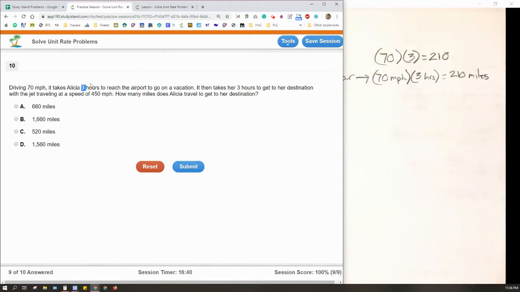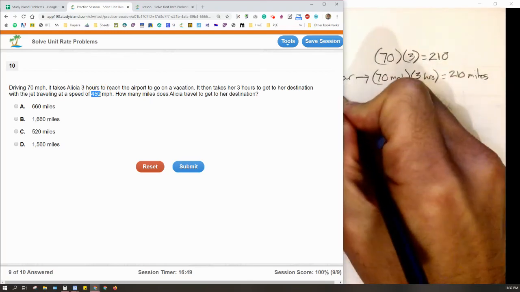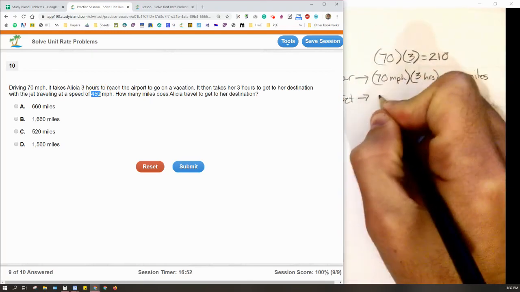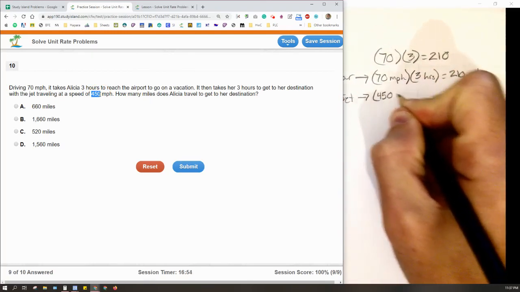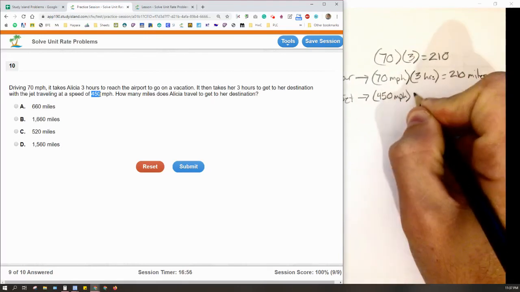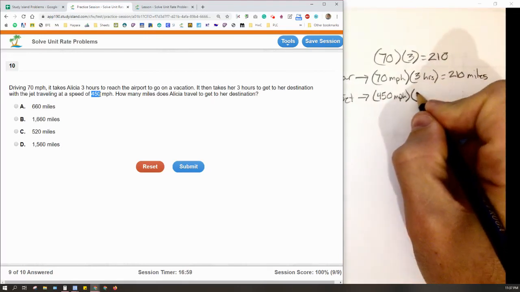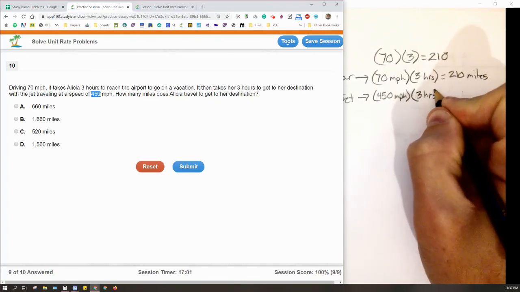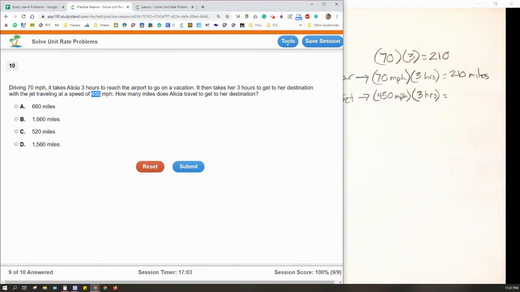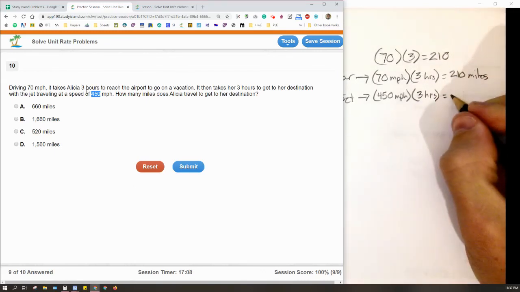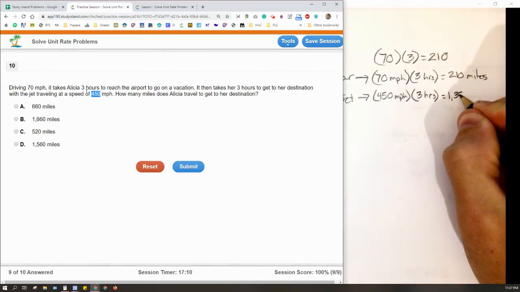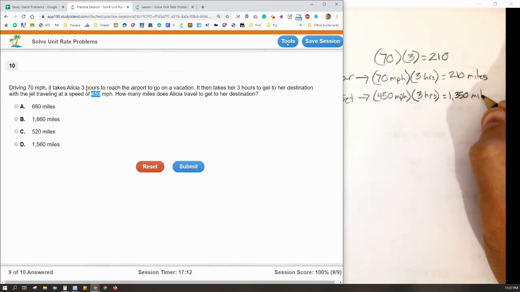Now, what about the plane? It says it takes her 3 hours to get to her destination with the jet traveling at a speed of 450 miles per hour. So now let's do the jet. The jet moves at 450 miles per hour for 3 hours. 450 times 3 is 1,350. So we have 1,350 miles that the jet travels.